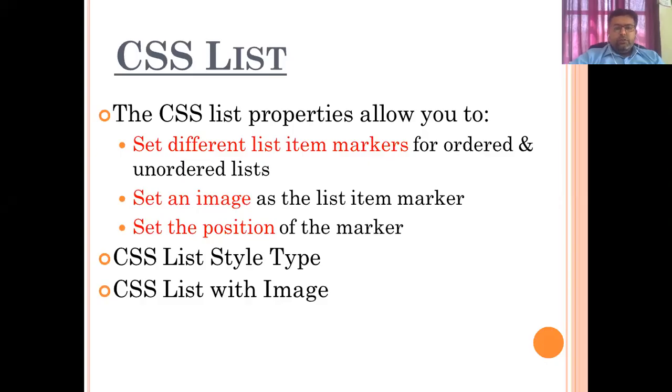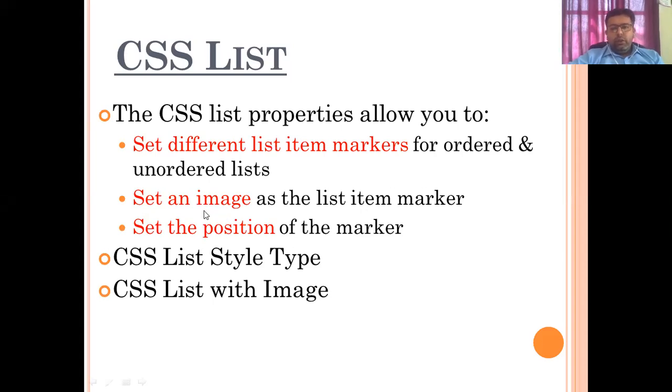So we will continue with today's topic. This is the CSS list. Basically, the CSS list properties allow you to do three things. One is to set different list item markers for ordered and unordered lists. Basically, we know that markers will be provided, in other words, bullets. So these different types of markers or bullets will be provided for ordered and unordered lists.